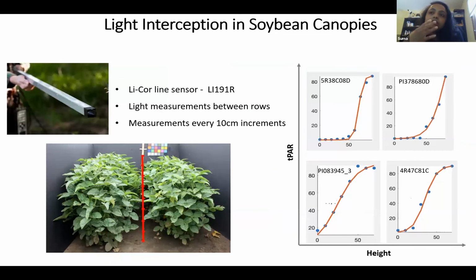And the other question was, we talked about light interception in soybean. So we've tried to measure light, and believe me, it's not easy to measure light. So this is a simple instrument here.